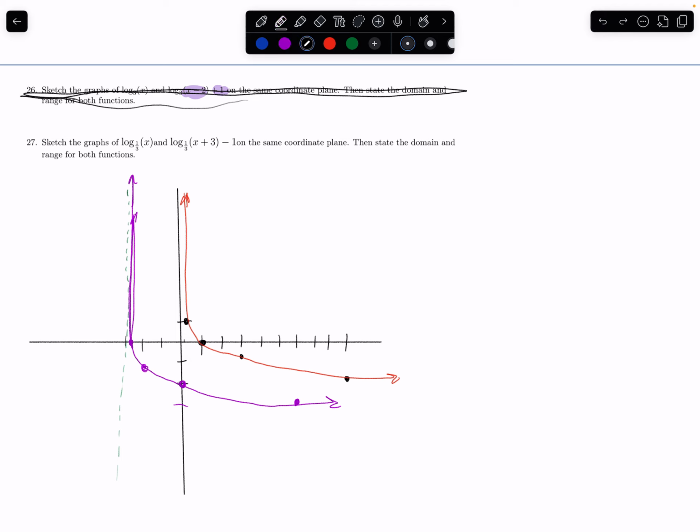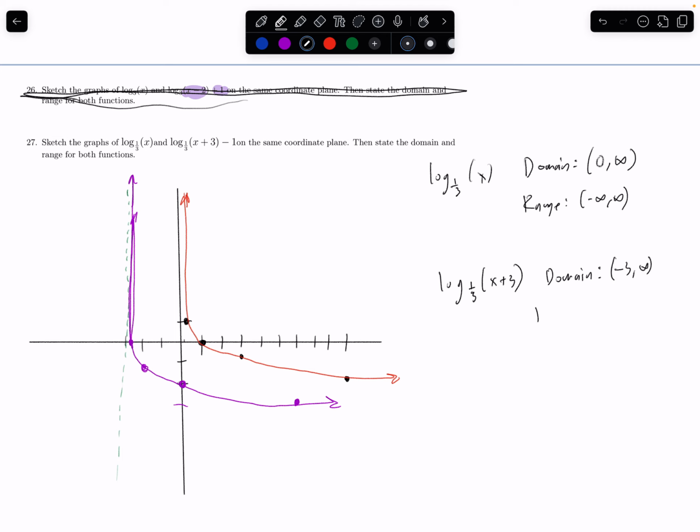Now let's do our domains and ranges. Log base 1/3 of x, domain. Okay, that's the one in red. So you're starting from 0 and going to the right. Meanwhile, the range is everything. And then log base 1/3 of x plus 3 got shifted to the left by 3, so the domain is from -3, not inclusive, to positive infinity. And then the range is everything, negative infinity to positive infinity. Okay, so there you go, guys. We'll cut the video off here.